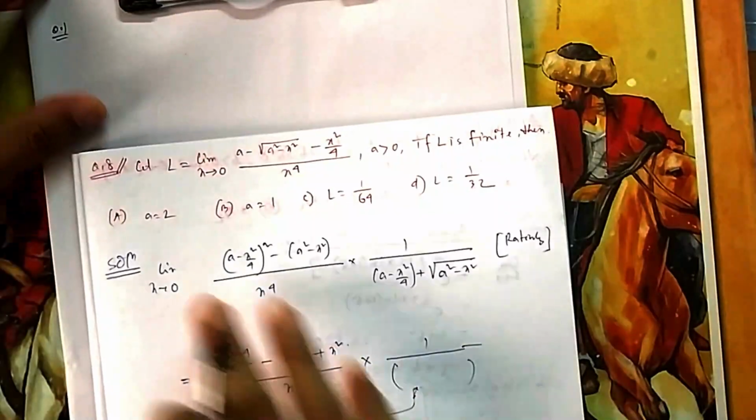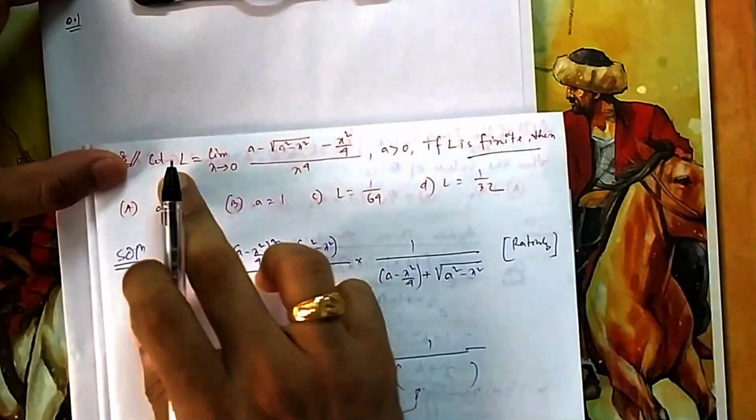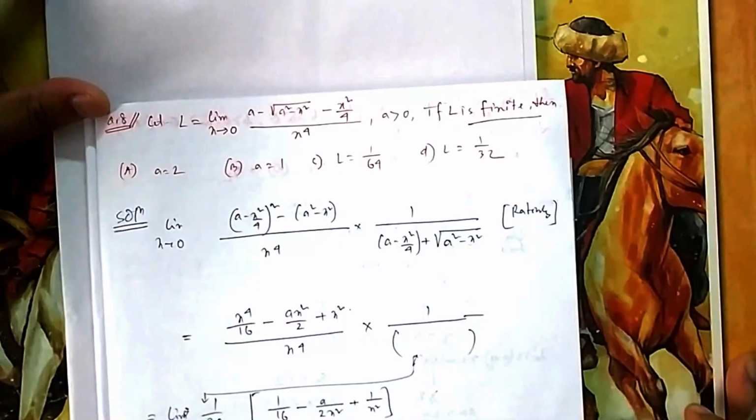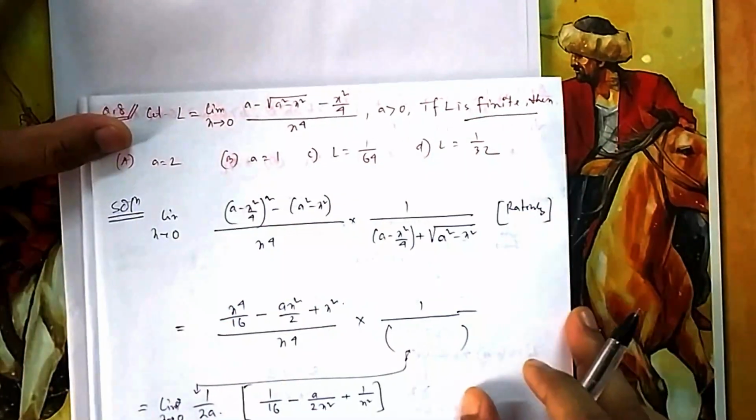If you come to question number 8, let L be equal to this. L is finite. They have given that L should be a finite value. It can be 0 also now, not non-zero finite, just finite. Then what is the value of A?